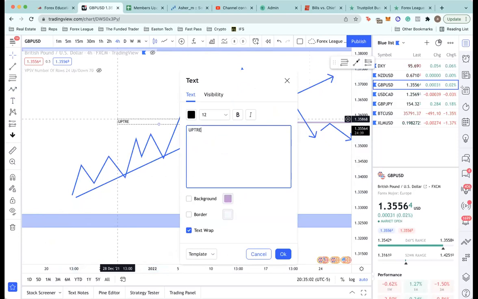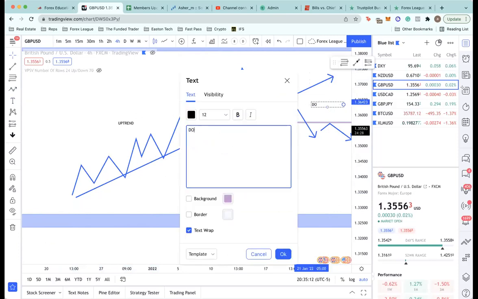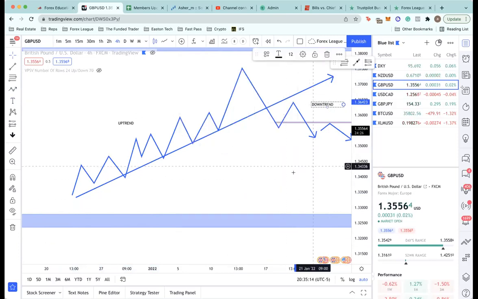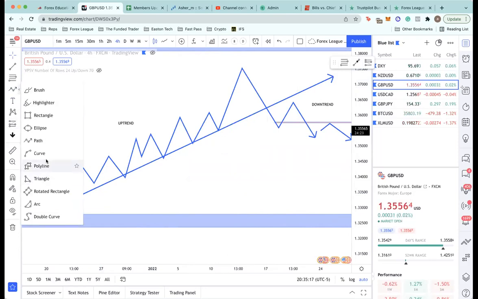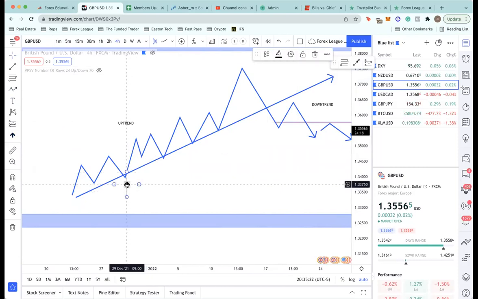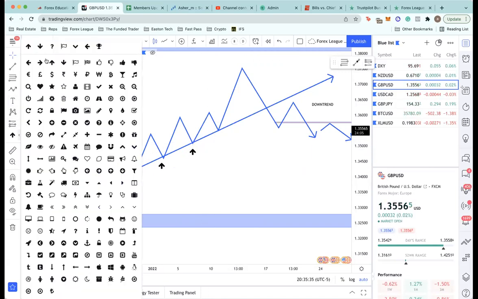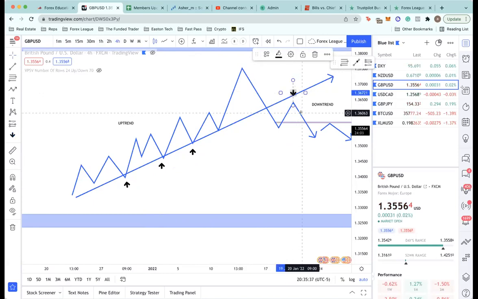So if we were to hide this and simplify as much as possible, this is the uptrend, making those higher highs and higher lows. And then we've transitioned now into a downtrend. Just trying to keep this as simple as possible for you guys: in the uptrend, we are looking to take buys in these areas. And in a downtrend, we're looking to take sells in the opposite. We're looking to take sells right here.